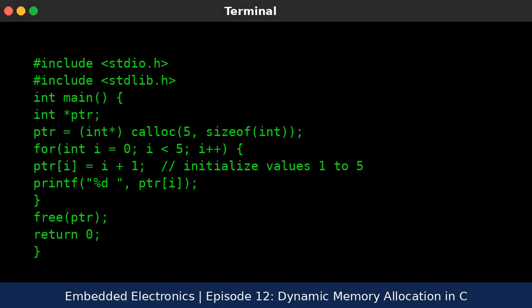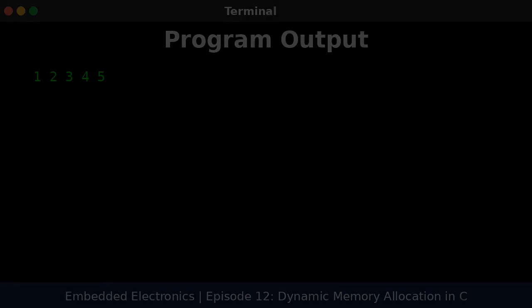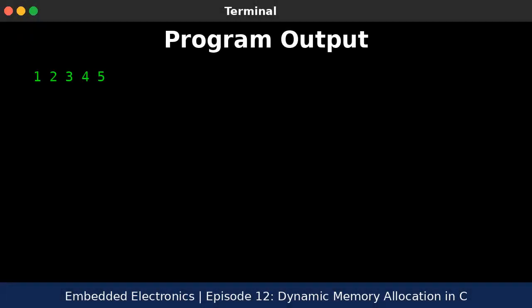This program uses calloc to allocate memory for 5 integers, then initializes them with values 1 to 5, and prints them. The output of example 2, using calloc is as follows: 1, 2, 3, 4, 5.